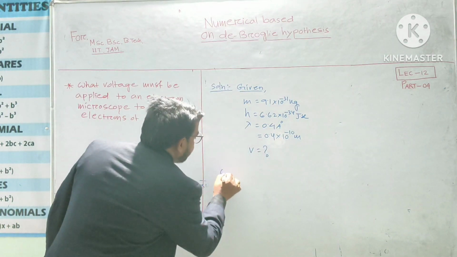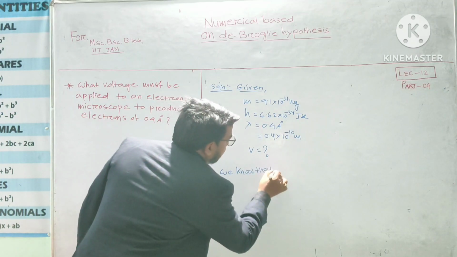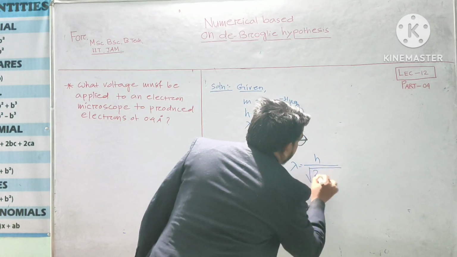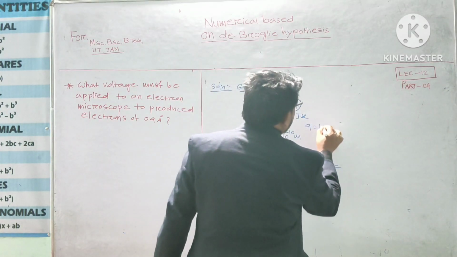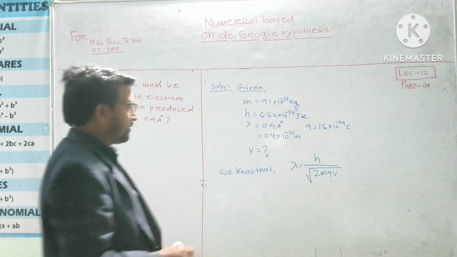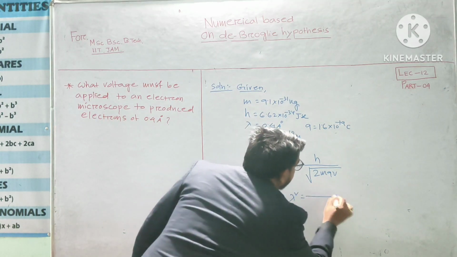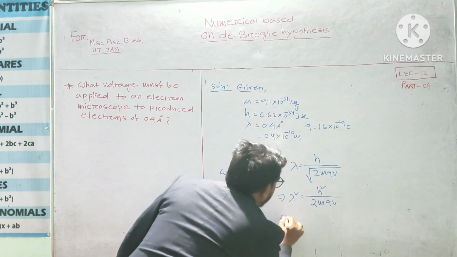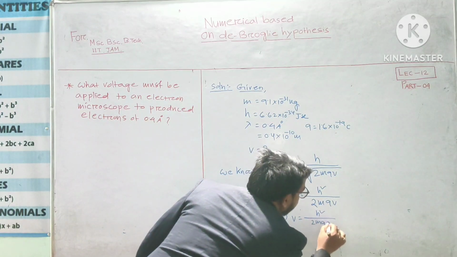We know that lambda equals h by under root of 2mqV. Q equals 1.6 into 10 to the power minus 19 coulomb. This is the charge value of the electron. Okay, after squaring both sides, we can write lambda square equals h square over 2mqV. Again we can write V equals h square divided by 2mq into lambda square.